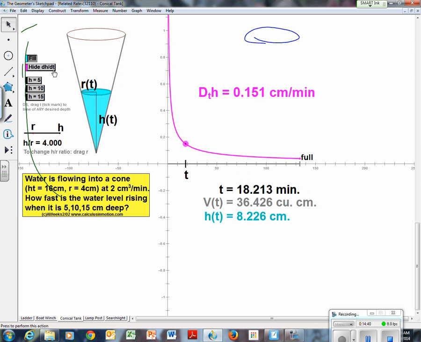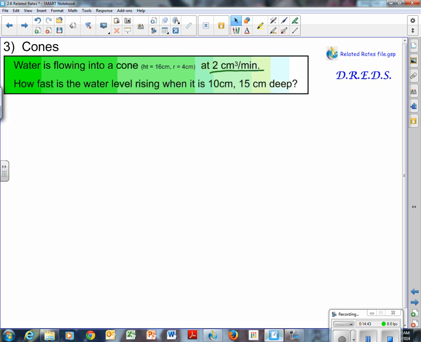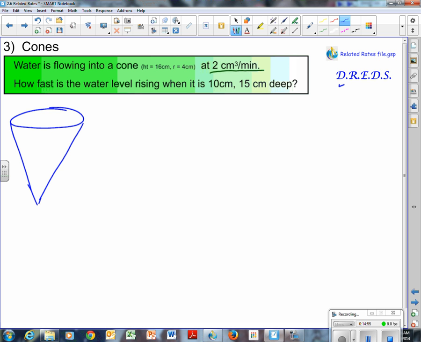Okay, let's go back over to our problem. Water's flowing into a cone at a rate of 2 cubic centimeters per minute. How fast is the water level rising? So I want to talk about a diagram. Okay, draw yourself a cone, put in a height, put in a radius, and we've got a certain amount probably of water in there right now, right? So here's kind of that surface area on top of this.